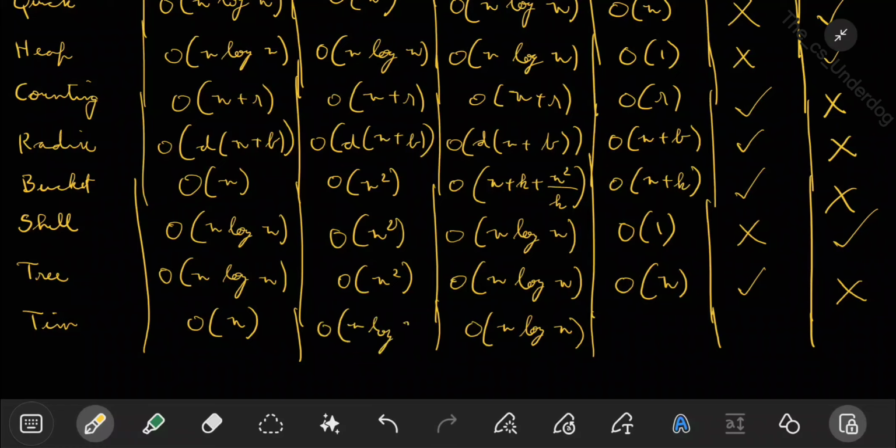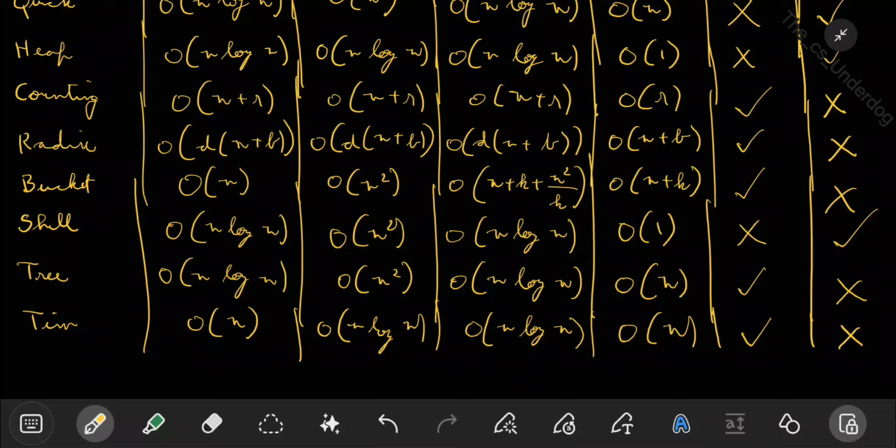So this is it about Tim sort. What about the space complexity? It is order of n in Tim sort, and we learned about the stability and in place. So is Tim sort stable? Tim sort is stable because it is somewhat using insertion sort, and insertion sort is a stable algorithm. And next, is it in place or not? Tim sort is not an in place algorithm. So this is it about the Tim sort algorithm.